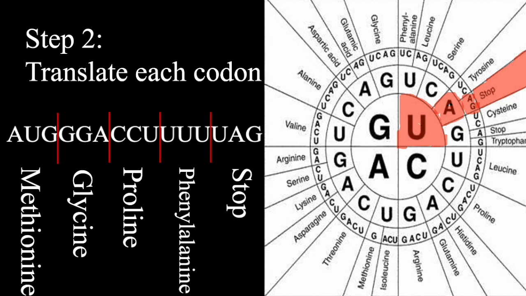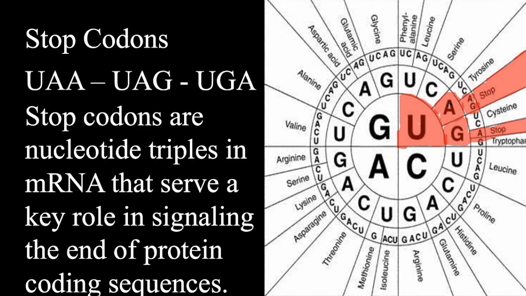Putting these amino acids in order, we have methionine, glycine, proline, phenylalanine, and then we have our stop codon. On the codon wheel, stop codons are nucleotide triplets in mRNA that serve a key role in signaling the end of protein coding sequences. You can see that there are 3 stop codons, UAA, UAG, and UGA.